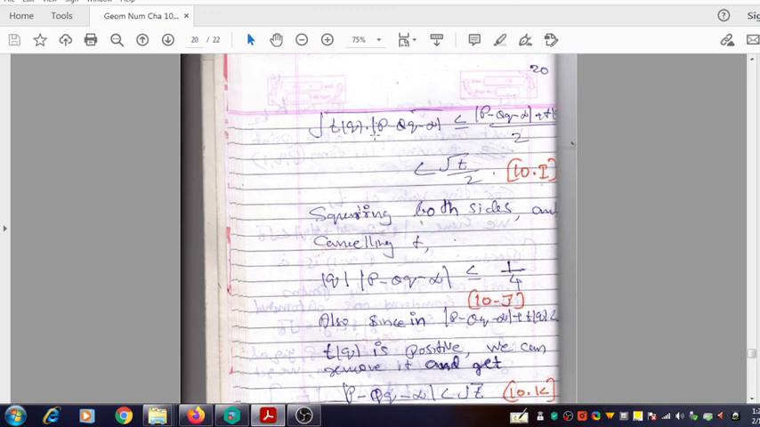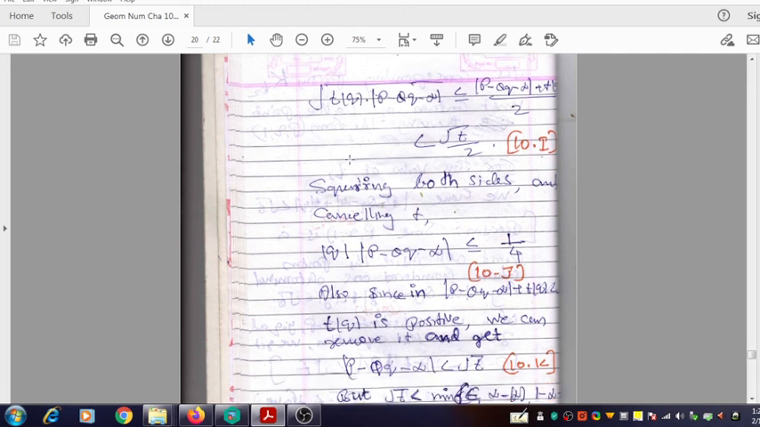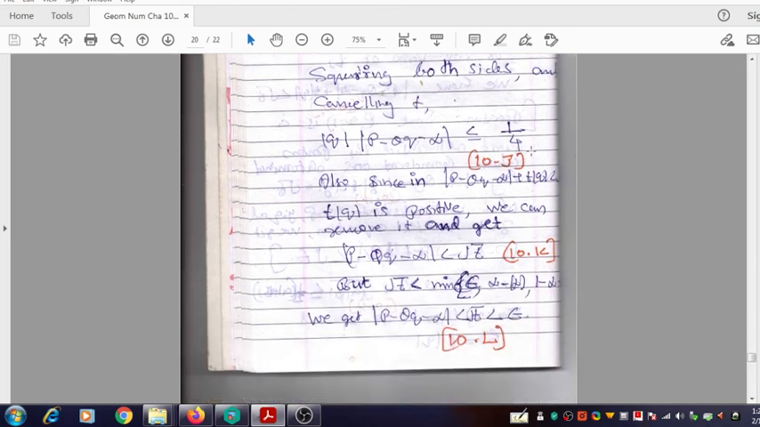Then the square root is removed in the left hand side, and on the right hand side we get 1 by 4. So modulus of q into modulus of p minus theta q minus alpha is less than or equal to 1 by 4. Also, since modulus of p minus theta q minus alpha plus t into modulus of q is less than root t, right? Less than root t, and t into modulus of q is positive.